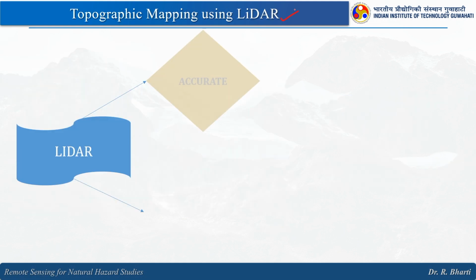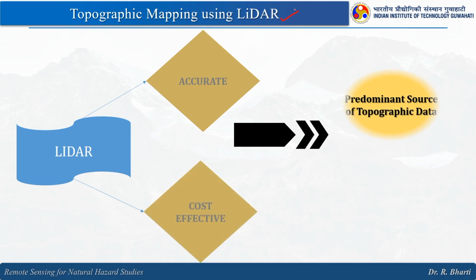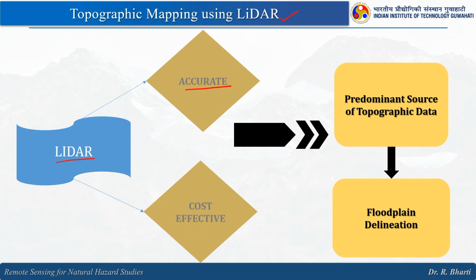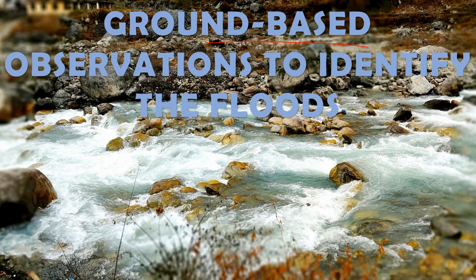Then comes the LIDAR. So, topographic mapping using LIDAR data provides you the higher accuracy digital elevation model. This LIDAR is very accurate and cost effective, and the predominant source of topographic data. Nowadays, it is very common and the floodplain delineation will be very easy, right. Now, let us talk about the ground based observation to identify the floods.